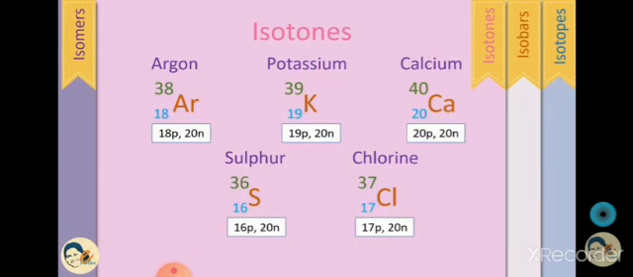The first element, argon, has 20 neutrons. The second element, potassium, has 20 neutrons. The third element, calcium, has 20 neutrons. The fourth element, sulfur, has 20 neutrons. And the fifth element, chlorine, has 20 neutrons. From this, you can see all the elements have the same number of neutrons. That is, all these are denoted as isotones.